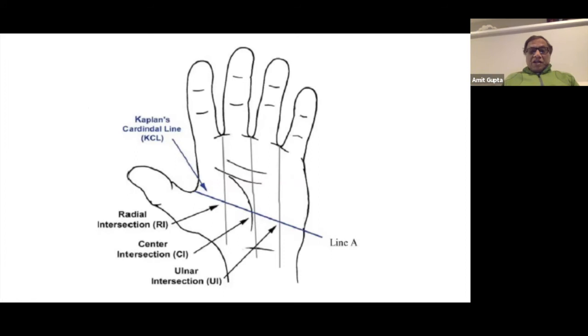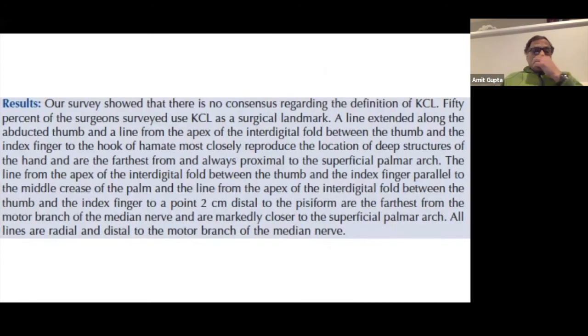So how good are these descriptions? What Dr. Stern and his team did, they surveyed ASSH members, and they found that their survey did not show any consensus. 50% of the surgeons surveyed used the Kaplan's cardinal line as a surgical landmark, and they used different lines. They use Dr. Hurst's line more commonly, but overall people used all sorts of things. Not only did they use the 4 lines that we described, but they just made up their own line. So it was all over the place really in the survey.